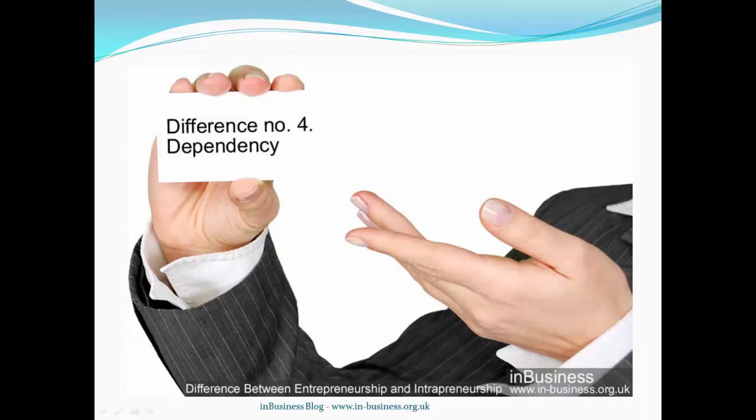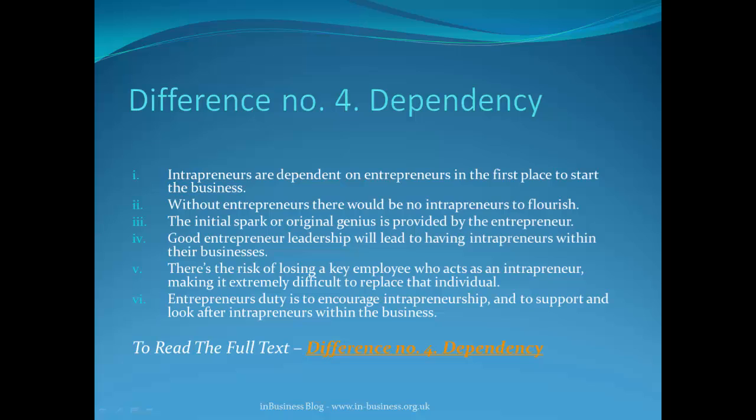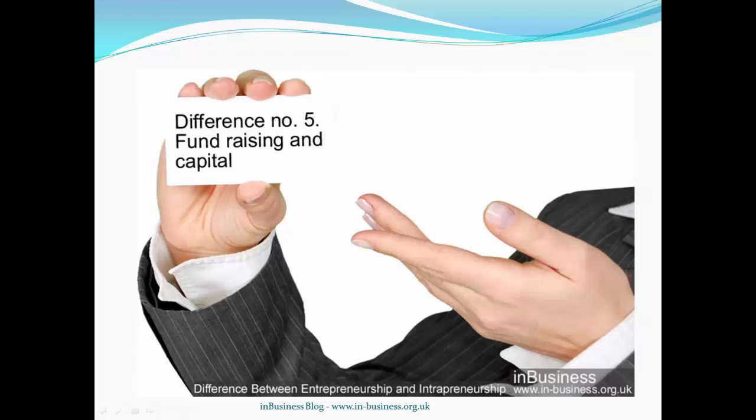Difference number 4 is around dependency. Intrapreneurs are dependent on entrepreneurs in the first place to start the business. So without entrepreneurs, there wouldn't be intrapreneurs to flourish in the first place. The original spark or original genius is provided by the entrepreneur, but good entrepreneur leadership will always lead to having intrapreneurs within their businesses. There is of course the risk of losing key employees who act as an intrapreneur, which would make it very difficult to replace that individual. However, it's an entrepreneur's duty to encourage intrapreneurship and to support and look after intrapreneurs within the business.